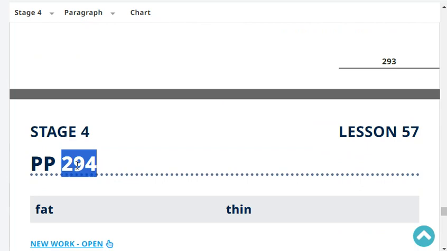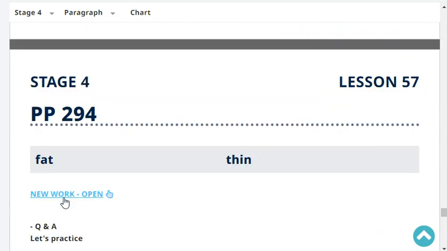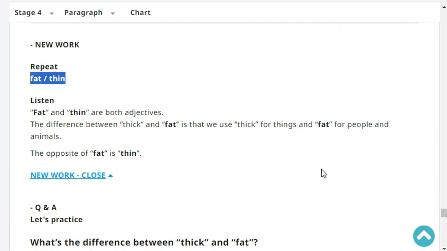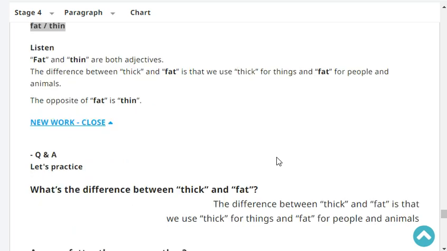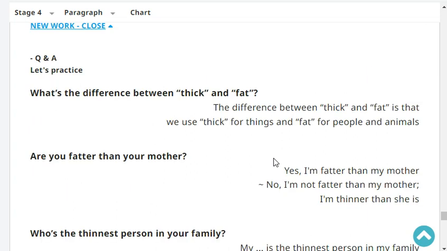Next, repeat: fat, thin. Very good. Okay, listen. Fat and thin are both adjectives. The difference between thick and fat is that we use the word thick for things and fat for people and animals. The opposite of fat is thin. Okay, let's practice. What's the difference between thick and fat?